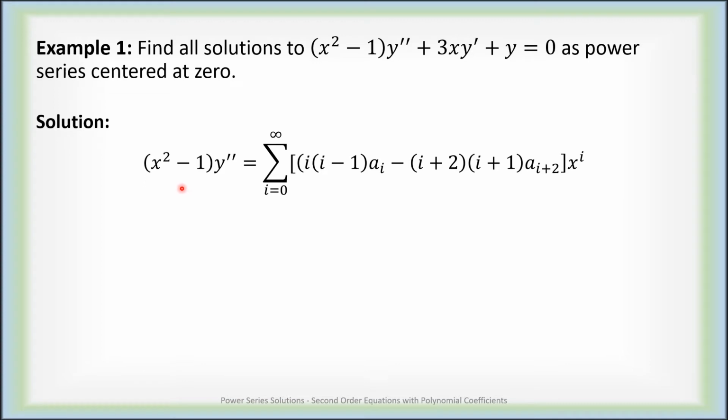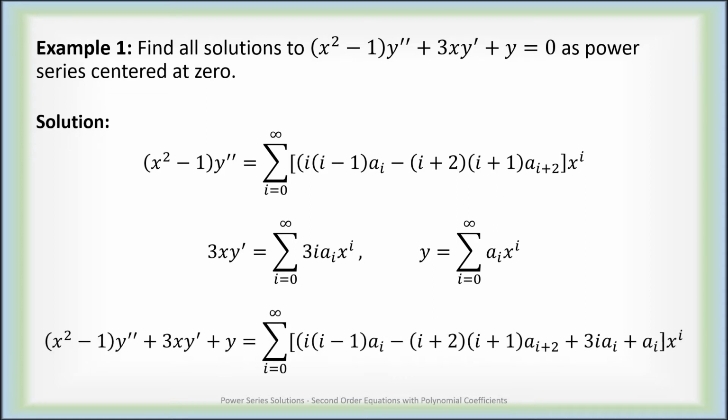So here was the power series we had for x squared minus 1 y double prime. Earlier, we found these power series for 3xy prime and the basic starting power series for y, and now I can add all three of these things together. So x squared minus 1 y double prime plus 3xy prime plus y is now expressed as this enormous coefficient times x to the i. Because all of my power series had been re-indexed if necessary to make x to the i appear, and also all of them had the same range of indices from 0 to infinity, I combined them quite nicely.